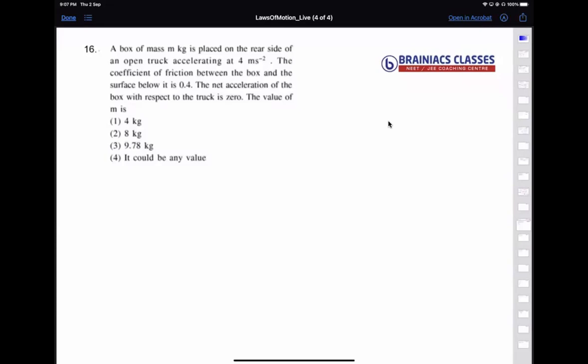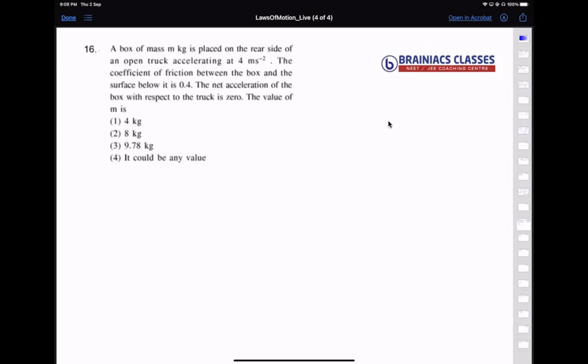This is a very common question for the NEET entrance examination. Normally, from the past-year medical entrance examination, it was called AIPMT. Before NEET, it was called AIPMT. From the AIPMT era itself, this type of question has been asked in different ways, but the same idea: a box on the back side of an open truck.